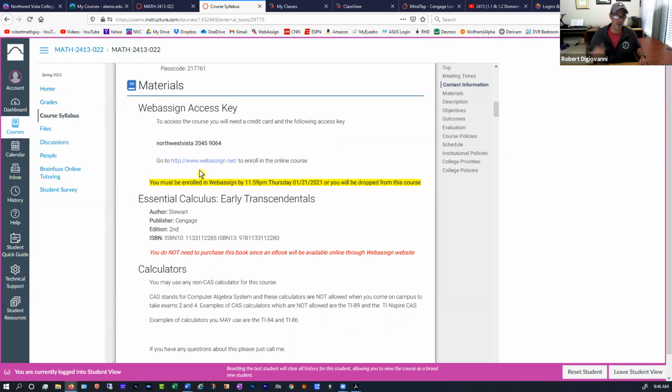Okay, so when you register, you should not have to pay for anything because it was included in your tuition costs. But you do have a deadline. You must go on and enroll in Webassign and do what I just showed you to do by this date and this time. All right, and that way I know everyone's there.